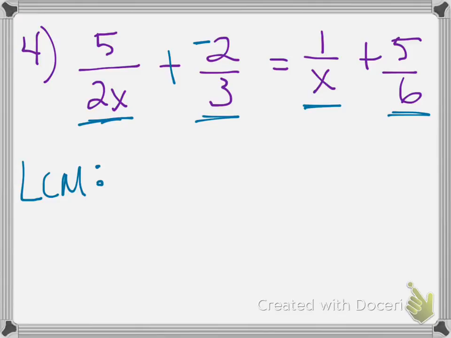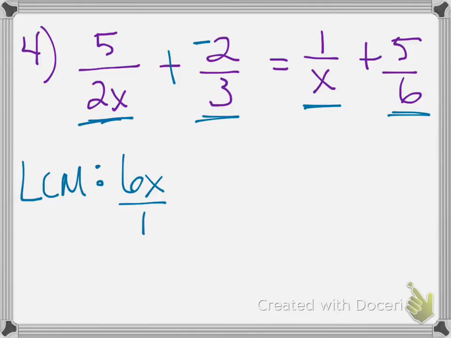And my LCM here is going to be a 6x because 2, 3, and 6 can all go into 6. And then the x's, all of those x's can just go into the x. So I'm going to multiply all of these fractions times 6x over 1.